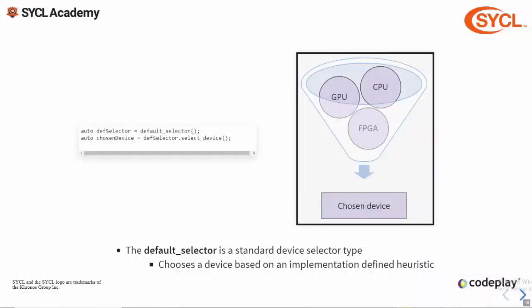The default selector is one of the standard device selector types provided by SYCL. The default selector will choose a device based on an implementation-defined heuristic, so the device that is chosen by this can vary from one implementation to another.